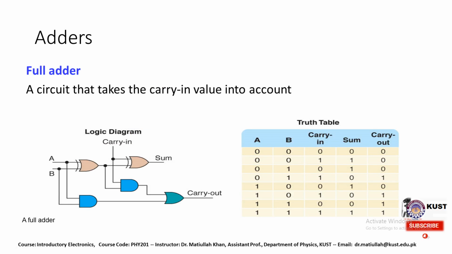So we have several types of adders. We have the full adder and the half adder. The full adder is a circuit that takes the carry value into account. So we have A and B as the inputs. This is the carry in, and this is the sum and this is the carry out. And this is the logic diagram of a full adder.